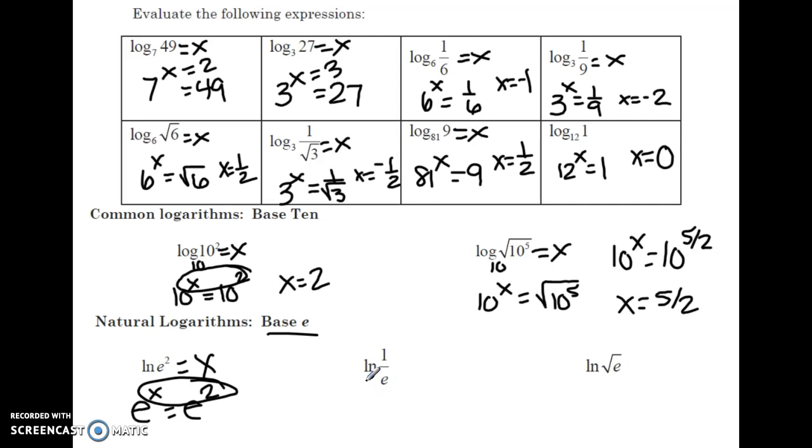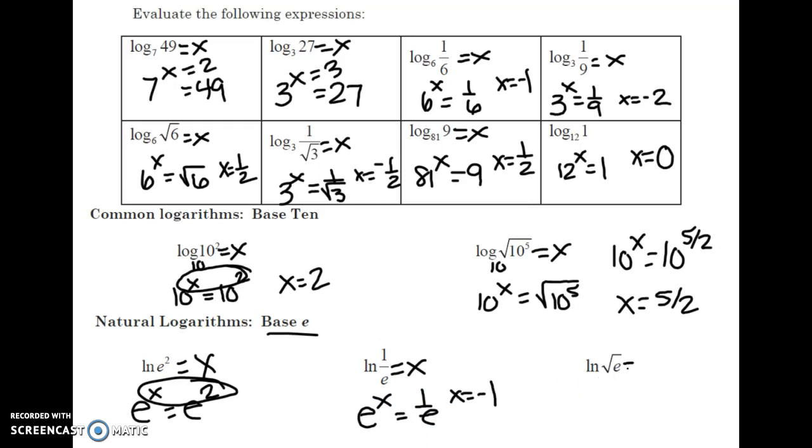All right, same thing here. Base is e. I want to know what it equals. So e to what power equals 1 over e? Because remember, all I'm doing is switching these two places. Well, let's see. This is a fraction. So x must be -1.